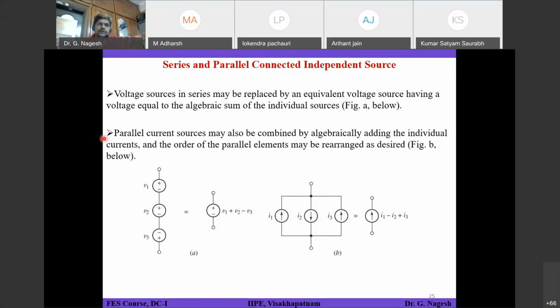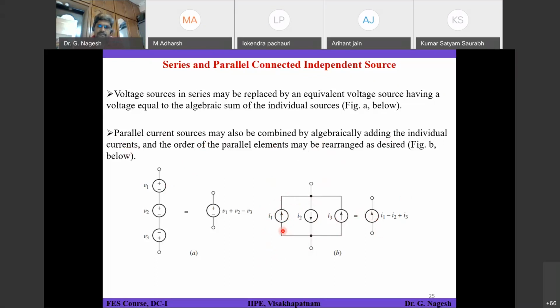So parallel current sources may be combined by algebraically adding the individual currents, and the order of the parallel elements may be rearranged as desired. Let's say I will take the I1 source as my reference. That means in the equivalent I am going to have the same current direction, that means upwards. I am having an equivalent current source which is in the same fashion as that of I1.